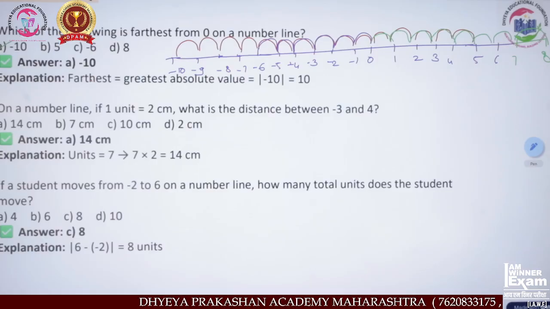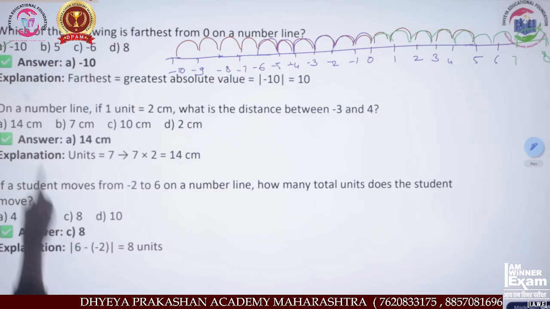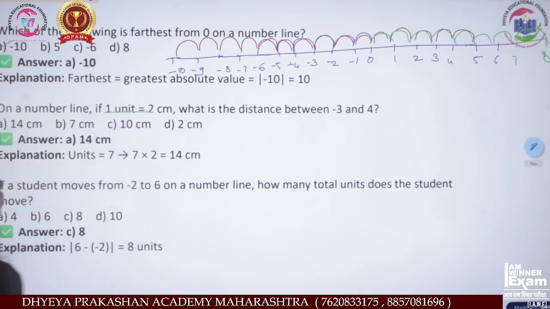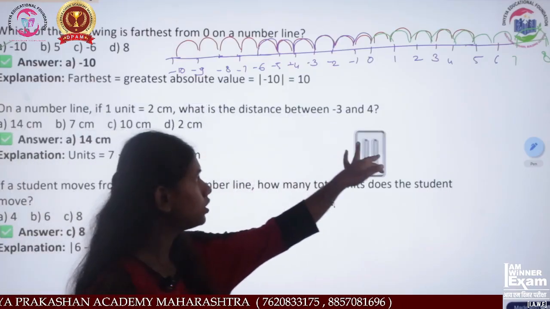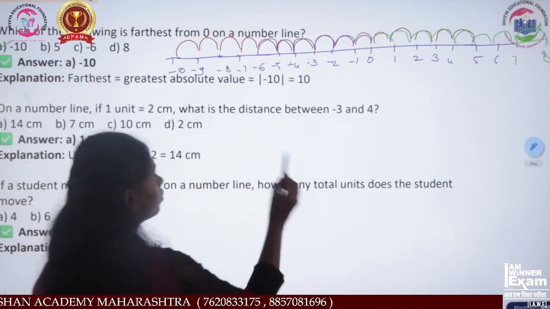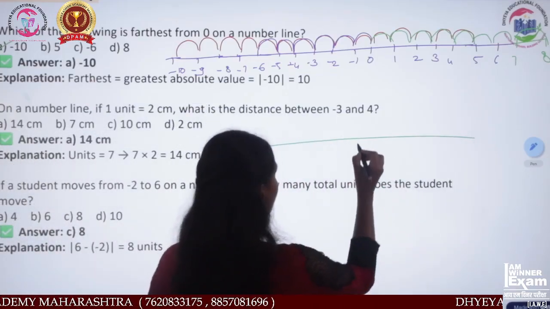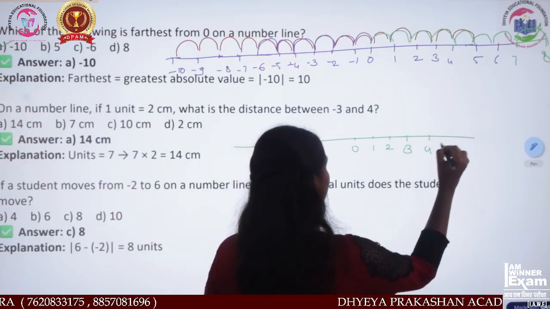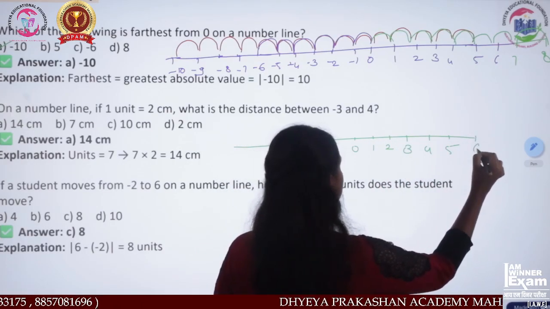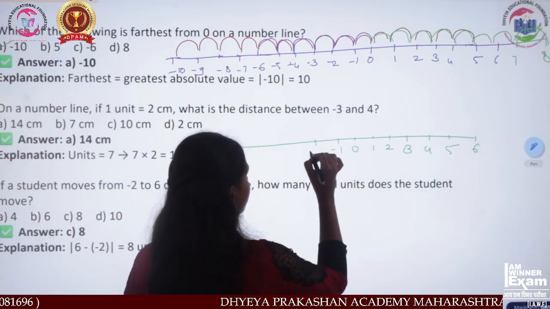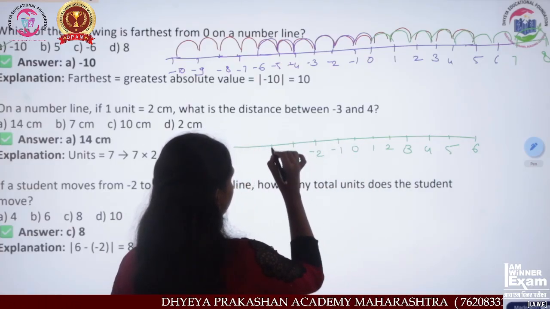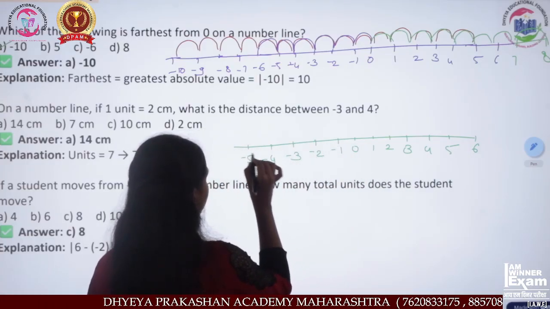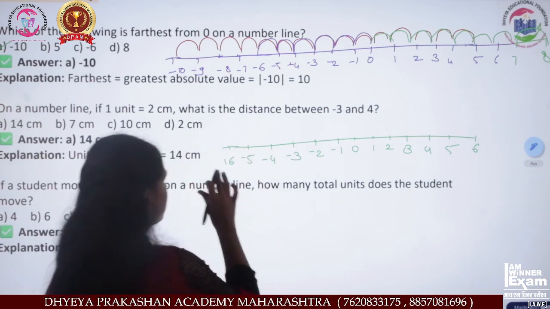Okay. Then next, on a number line, if 1 unit is equal to 2 centimeters, what is the distance between minus 3 and minus 4? Now 0, 1, 2, 3, 4, 5, 6, minus 1, minus 2, minus 3, minus 4, minus 5, and here will be minus 6.